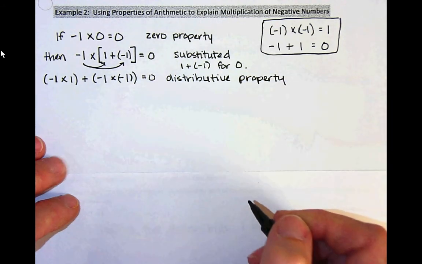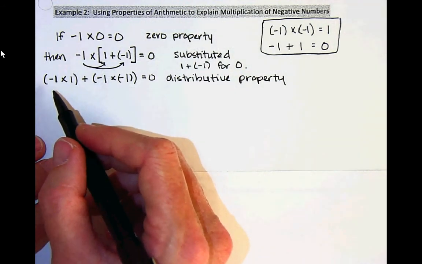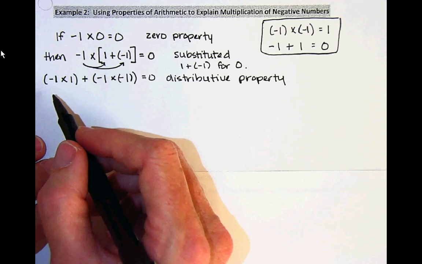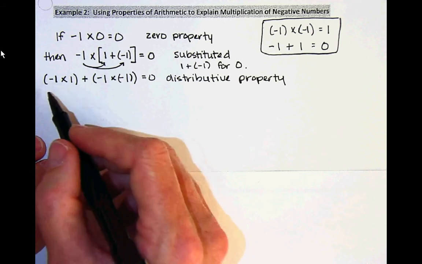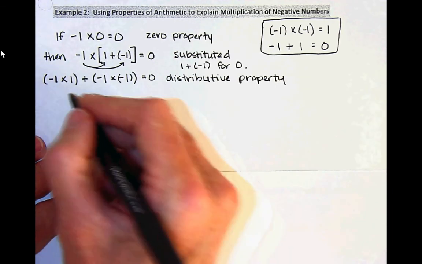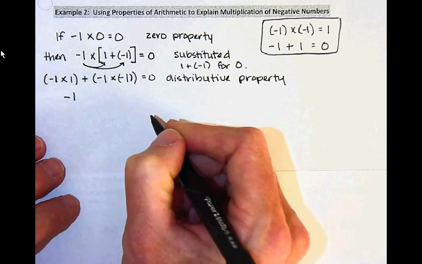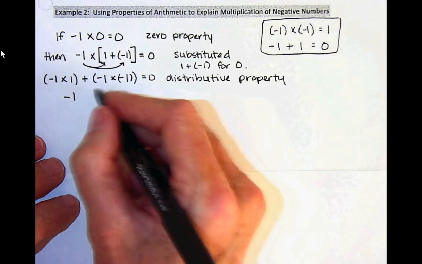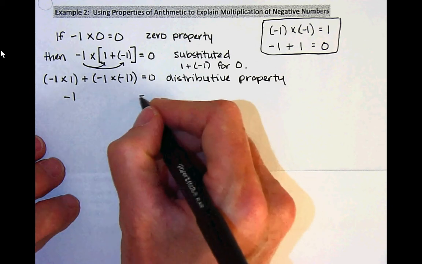All right, so we have the distributive property. Well, what is negative 1 times a positive 1? If I have one copy of negative 1, I know that that is going to simplify to negative 1. Now, I'm going to skip this part here because whatever I come up with here has got to equal 0.